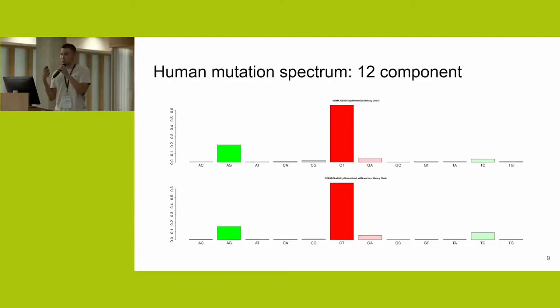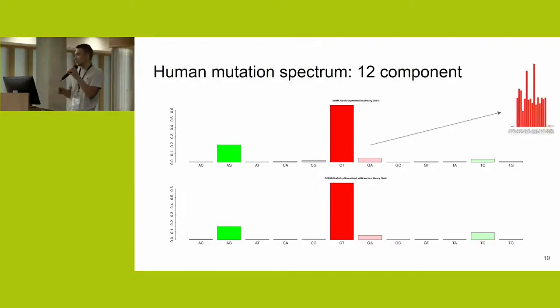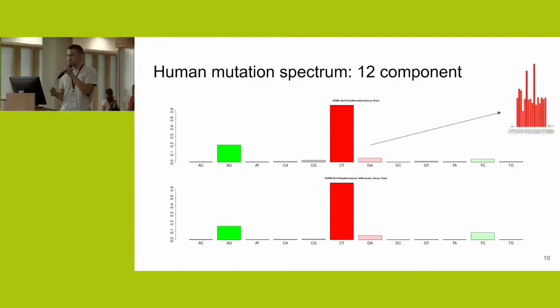Let's first look at the 12-component mutational spectrum. At the bottom you can see germline, on the top somatic, and transitions are represented by faint and bright colors, and transversions are gray. What we can see here first is that the most common substitutions, as we know, are C to T and A to G. We can go deeper and add neighbors for this substitution, and we will get 16 bars for each substitution.